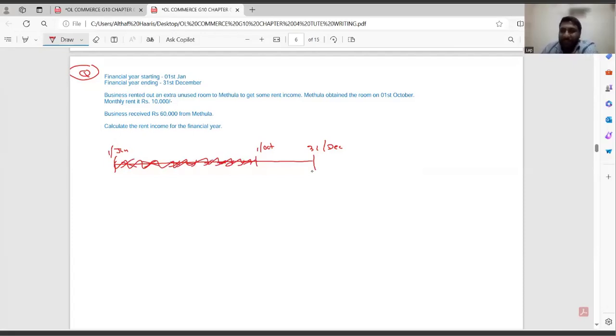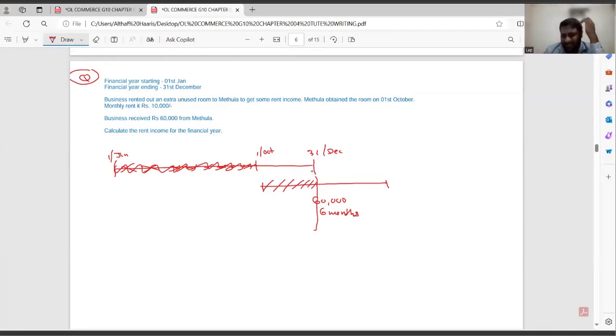Okay. So you see, Methula gave me 60,000. For how many months has Methula paid? He has given me money for 6 months. People, even though he has given me money for 6 months, what is the period relevant for our corridor? Only this part is relevant.